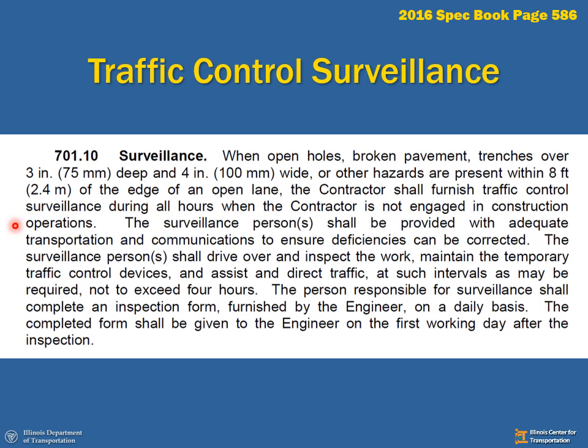It further states the contractor must inspect the entire job site at such intervals as may be required, not to exceed 4 hours. So what does that mean to us? At least every 4 hours, the contractor's personnel must drive the entire job site and inspect and maintain the traffic control devices. They're going to fill this out on a form, which should be given to the engineer on the first working day after the inspection.